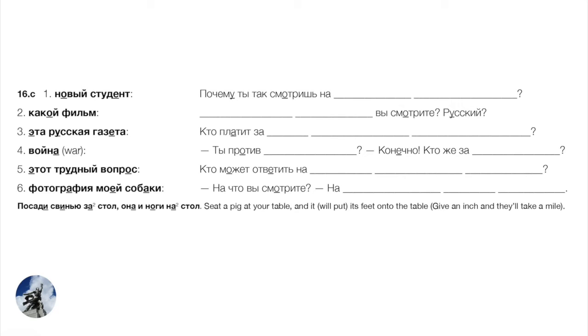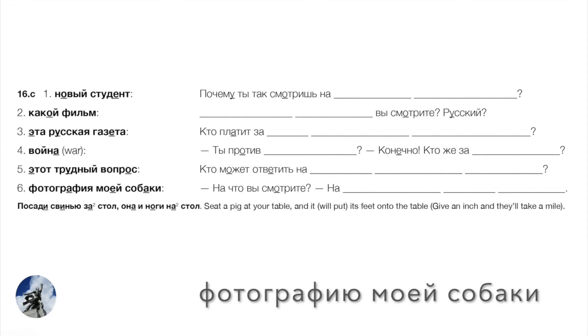Right. Just as in English, we would say, I'm looking at a photograph of my dog, right? We keep that of intact, right? In the Russian, we put фотография into the accusative, and we keep the of idea expressed in Russian with the genitive intact, right? Моей собаки will not change. So let's fill in the blank. На что вы смотрите? На фотографию моей собаки.